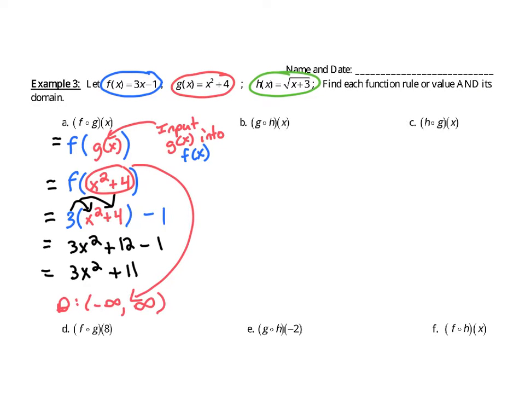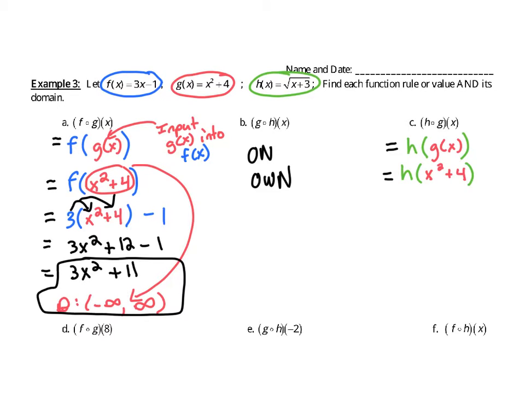Lastly, we will find the domain of our composite function, and recall that with composites, the domain will always be the domain of the input function. Since the domain of the input function is negative infinity to infinity, that will also serve as our domain for our composite. Please try example 3b on your own, and now I will show you 3c.